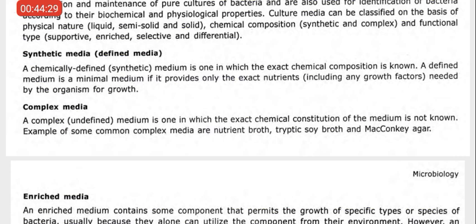Then complex media. A complex undefined medium is one in which the exact chemical constitution of the medium is not known. Examples of some common complex media are nutrient broth, tryptic soy broth, and MacConkey agar. These are complex media, undefined medium.